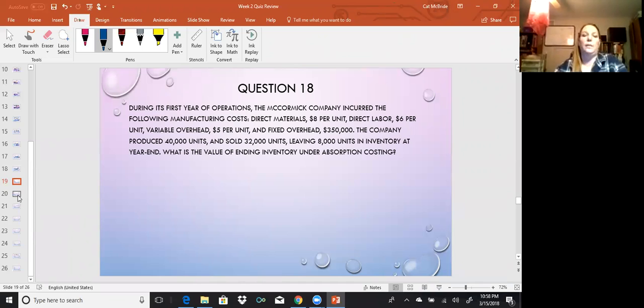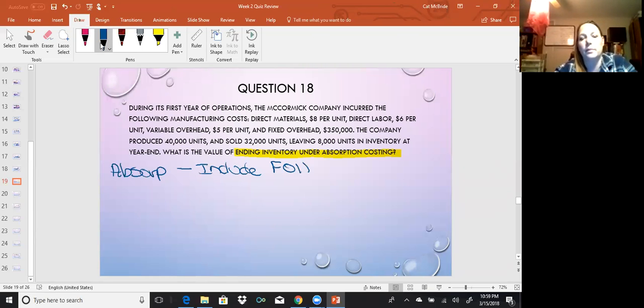All right, question 18. Now we're going to do absorption and variable costing. We want to know what is the value of ending inventory under absorption costing. Remember, absorption costing has everything. So we are going to include the fixed overhead, because absorption costing includes everything.